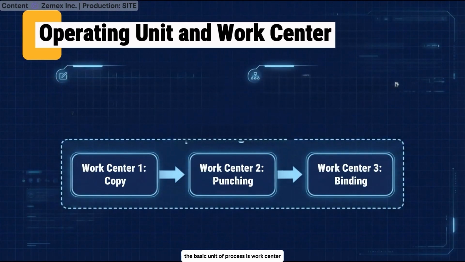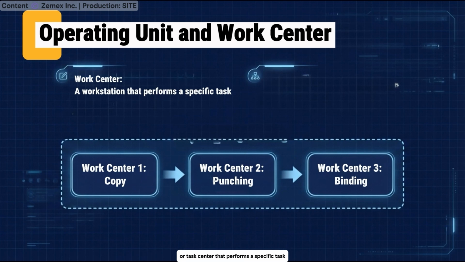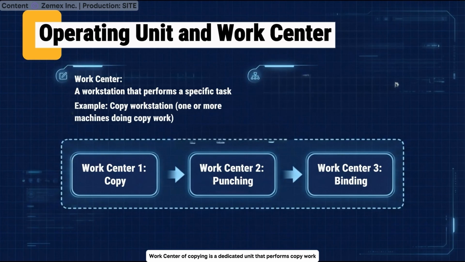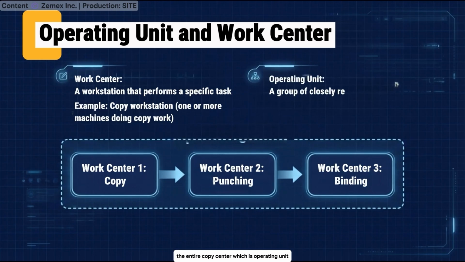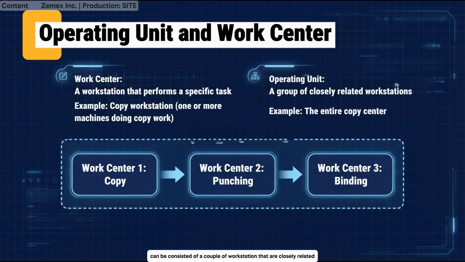First, the basic unit of process is a work center or task center that performs a specific task. For example, the work center of copying is a dedicated unit that performs copy work. There could be 1 machine or 2 machines or multiple copy machines that carry out copy work. The entire copy center, which is an operating unit, can consist of a couple of workstations that are closely related to each other, such as copying, punching, and binding. For now, let's just keep in mind that the workstation is a basic unit of the process. And if you have a couple of workstations, it becomes an operating unit.